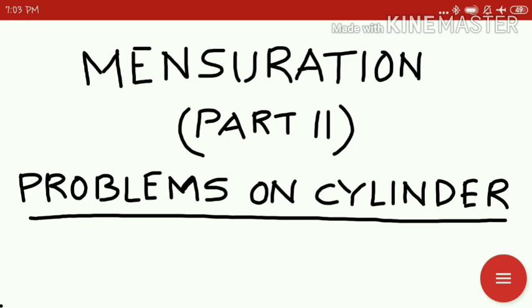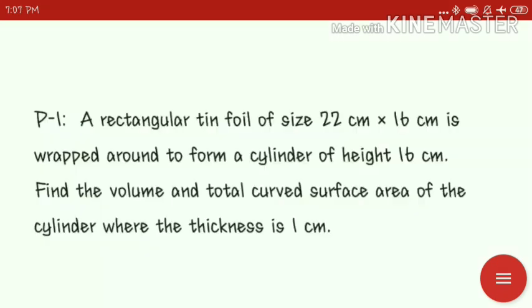So let's start with the problems. Here is problem 1. In our first problem, it is said that a rectangular tin foil of size 20 cm by 16 cm, that is the dimension of the tin foil, is wrapped around to form a cylinder of height 16 cm. Find the volume and total curved surface area of the cylinder where the thickness is 1 cm.